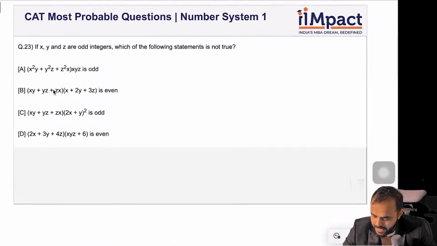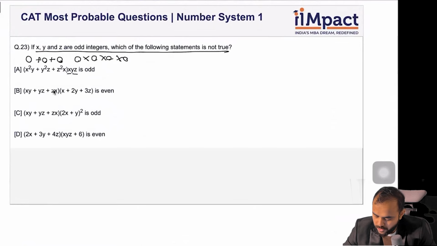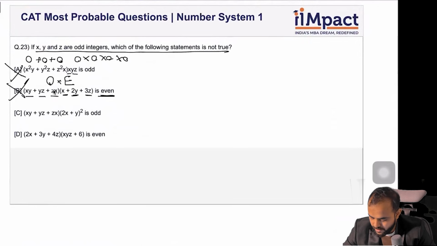Moving on, x, y, z are odd integers. Which of the following statements is not true? All right, so let's do it in a very fast way. Odd, odd, odd. The sum will be odd, into odd, odd, odd. So odd into odd into odd into odd will be odd. So this will be true, so not our answer. Odd plus odd, which is even, into odd plus even plus odd, which is even. So odd into even will be even, not our answer.